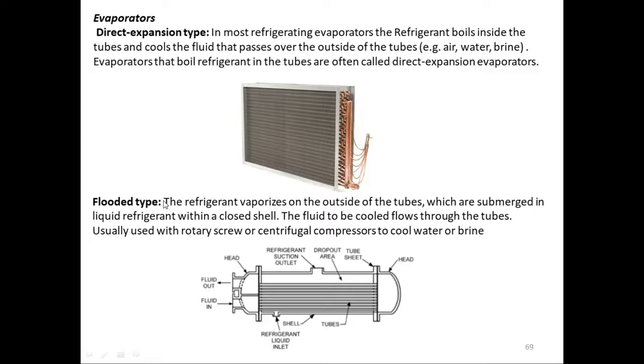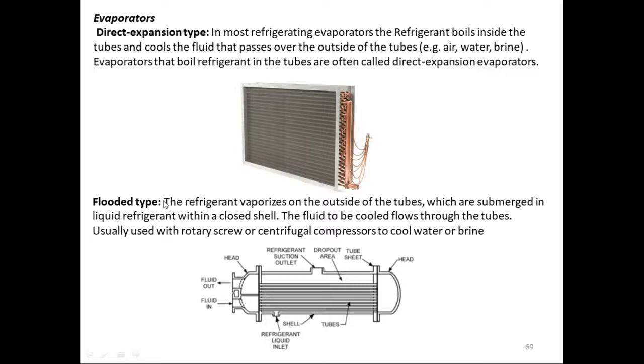In direct expansion type evaporators, in most refrigerating evaporators, the refrigerant boils inside the tube and cools the fluid that passes over the outside of the tubes, for example air, water or brine. So evaporators that boil refrigerant in the tubes are often called direct expansion evaporators. These are the evaporators you are familiar with, which are used in your refrigerator or in your split air conditioner. So the refrigerant is inside the tube and it is expanding inside the tube, going from liquid to gas. The medium which it cools is outside, that is the air that it is cooling down. So air is the one which is losing its heat to the liquid evaporator refrigerant.